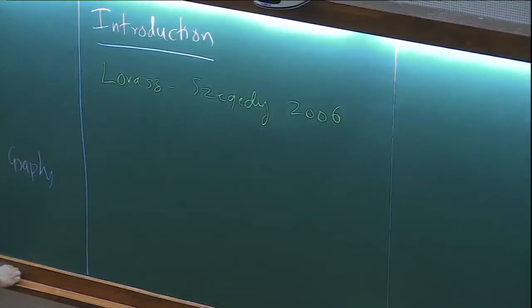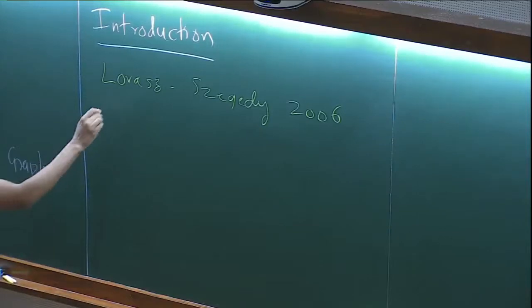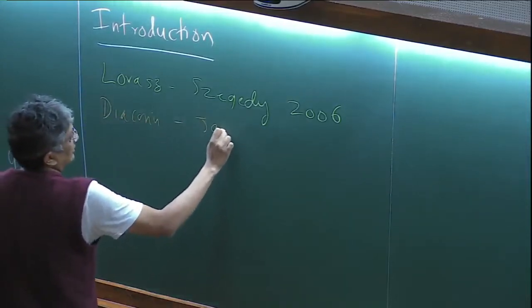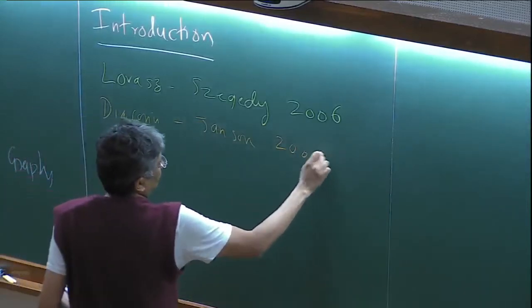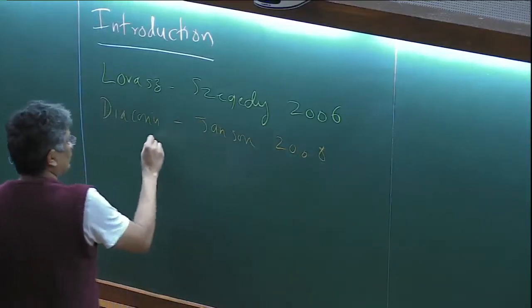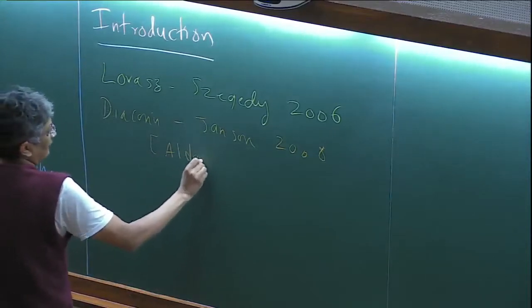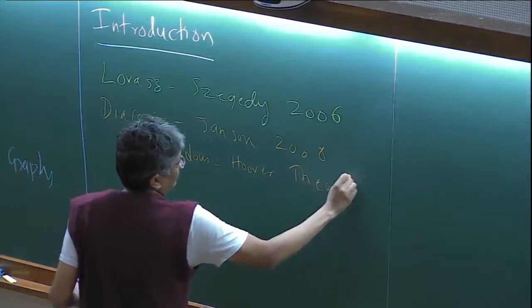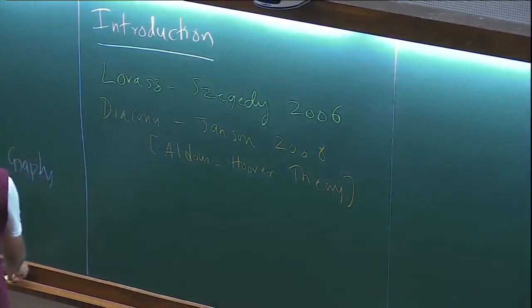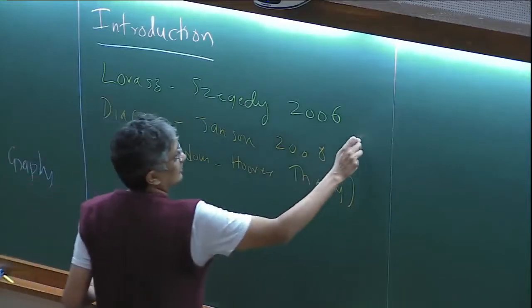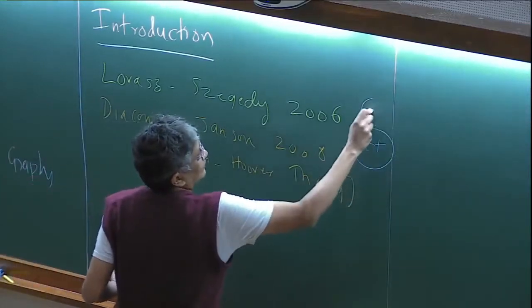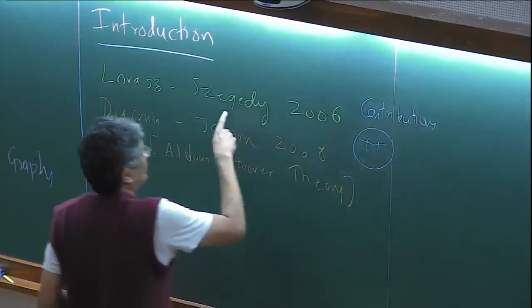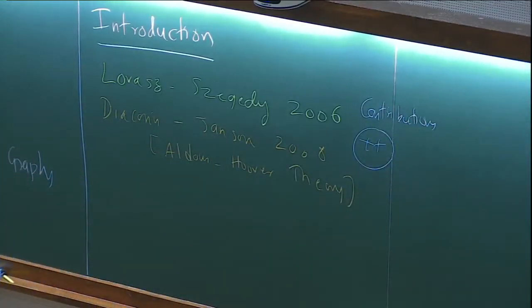Of course, probabilists also like a very nice exposition by Diaconis and Janssen in 2008. This uses the Aldous-Hoover theory of exchangeability, which I will not focus on in this talk. Of course, the literature is huge. There are several contributions. Like I said, in my narrow view, I'll just try and get to this work and then start from there.